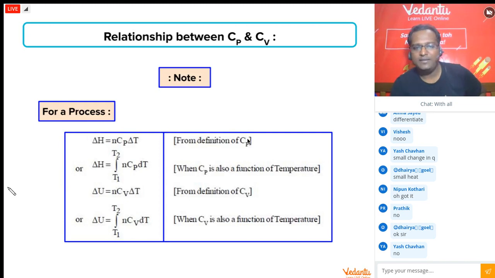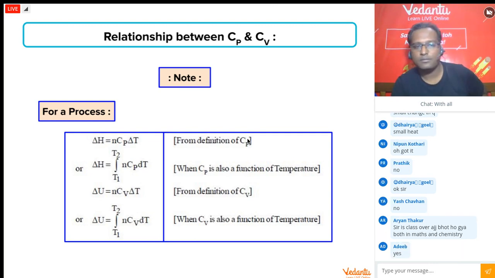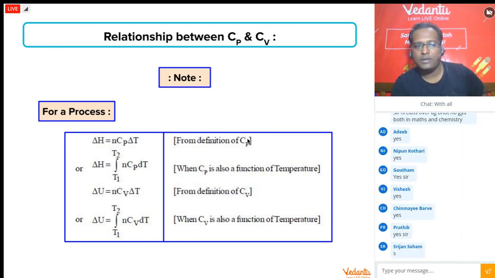Now, as I said, if I have to calculate delta H from Cp, I might have to integrate if Cp is a function of temperature. If Cv is a function of temperature, again I have to sit and integrate. Is this much understood? Just give me 3 more minutes and your class will be done.